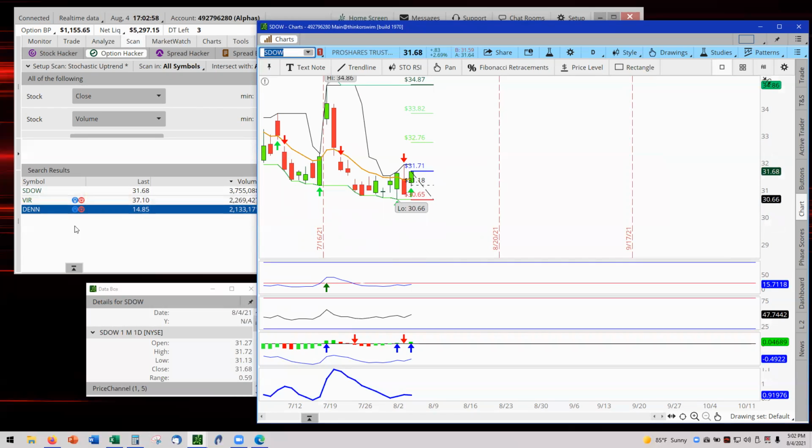So we now have SDOW, VIR, and DEN on the list. Well, this VST and Merck are gone. You saw earlier they stopped out, and now we're going to be watching these guys. So I'm going over here on my list off screen and writing them in, and then we'll review these guys in a few days and see how they did.